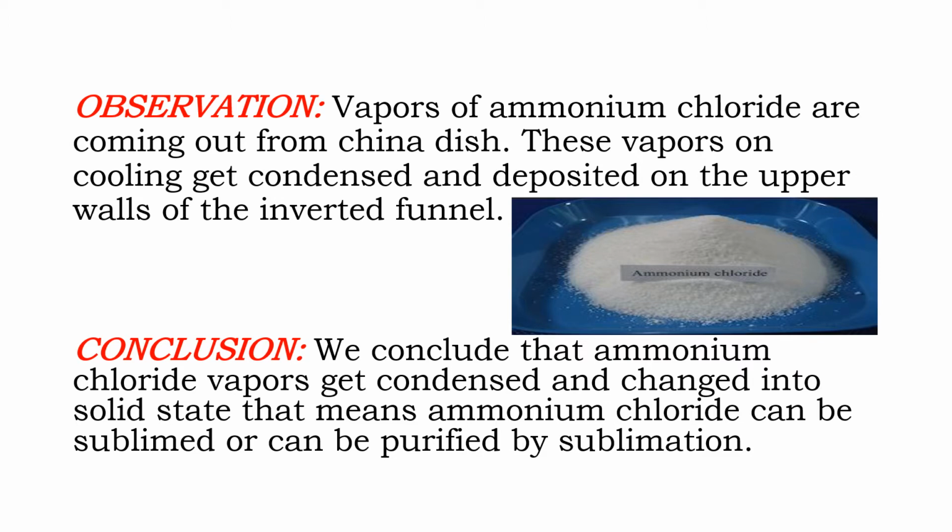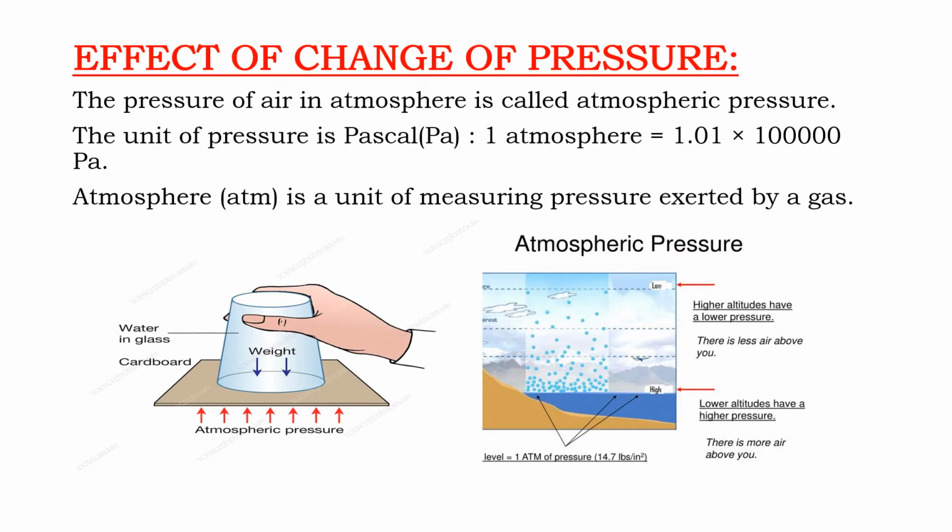So moving further, now the effect of change of pressure on the change of state of matter. Let us begin. First of all, what is atmospheric pressure? The pressure of air in the atmosphere is called atmospheric pressure. The unit of pressure is Pascal. 1 atmosphere is equal to 1.01 times 10 to the power 5 Pascal. Atmosphere, or ATM, is a unit of measuring pressure exerted by a gas.